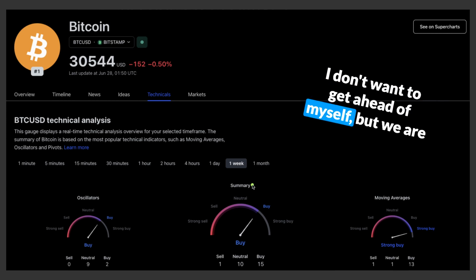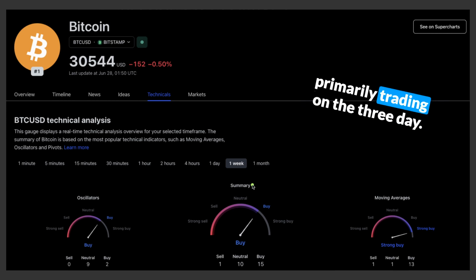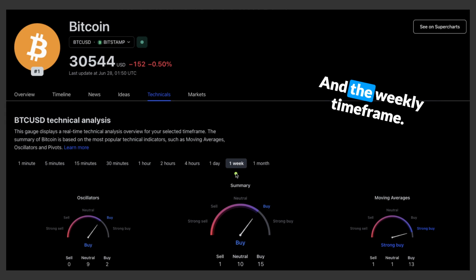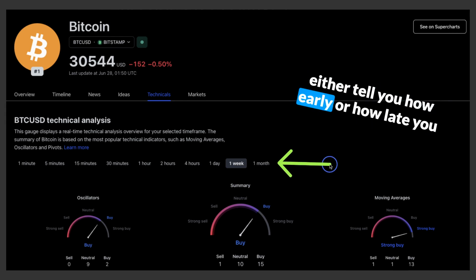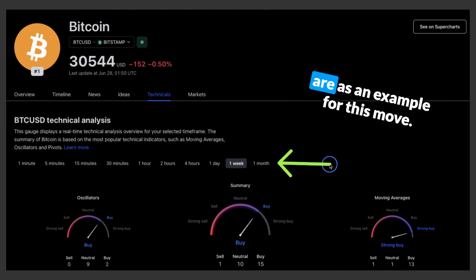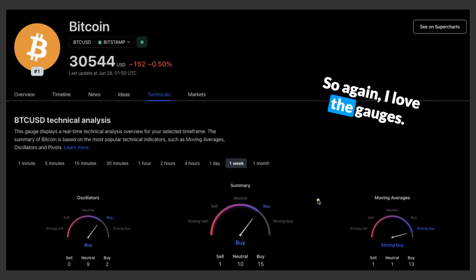I don't want to get ahead of myself, but we are primarily trading on the 3-day and the weekly time frame. But it's also great to look at the monthly because this could tell you how early or how late you are, as an example, for this move. So again, I love these gauges.